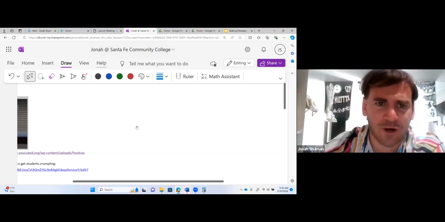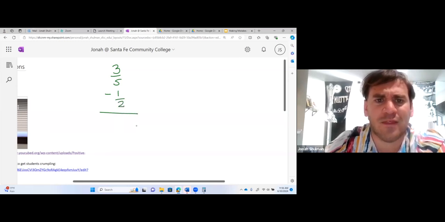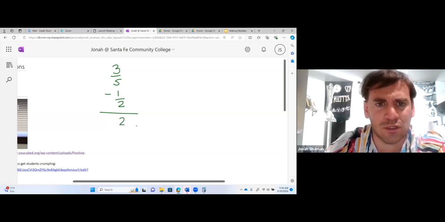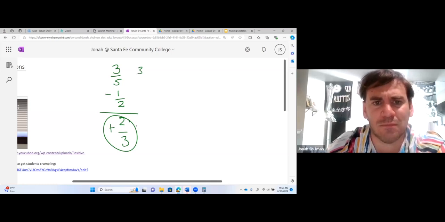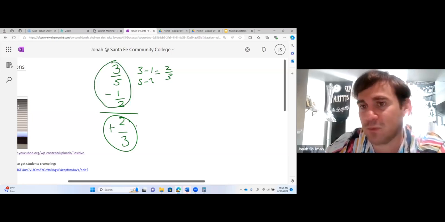So on the very first test, they gave us something like this: 3/5 minus 1/2. And they said that a common mistake is subtracting the numerators and the denominators. So they would get 2, and 5 minus 2 is 3, so 2/3. This is not the right answer. This is if you were doing 3 minus 1 and 5 minus 2 to get 2/3. This isn't right. So you have to prepare for things like this.